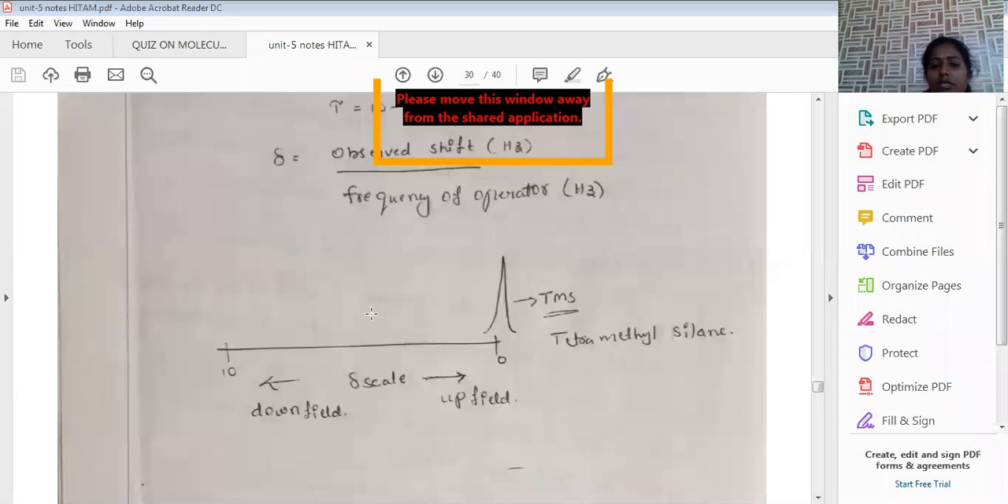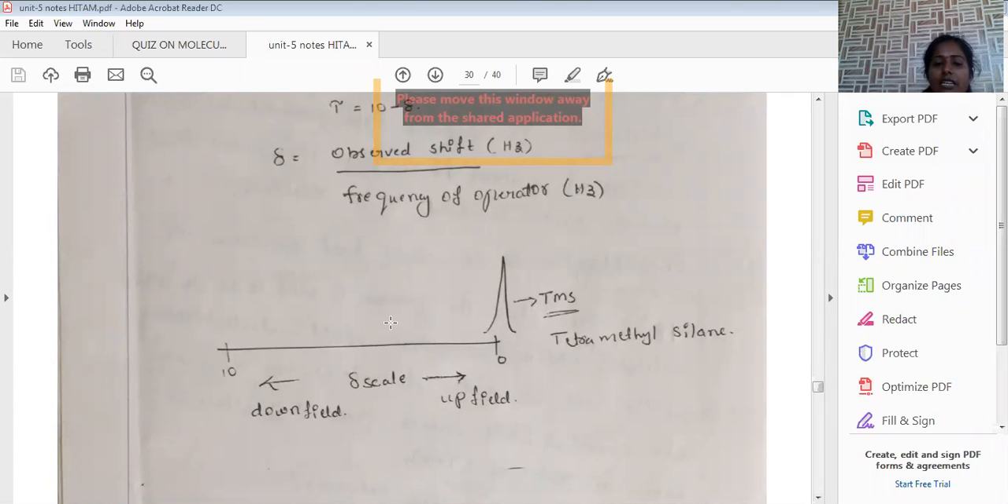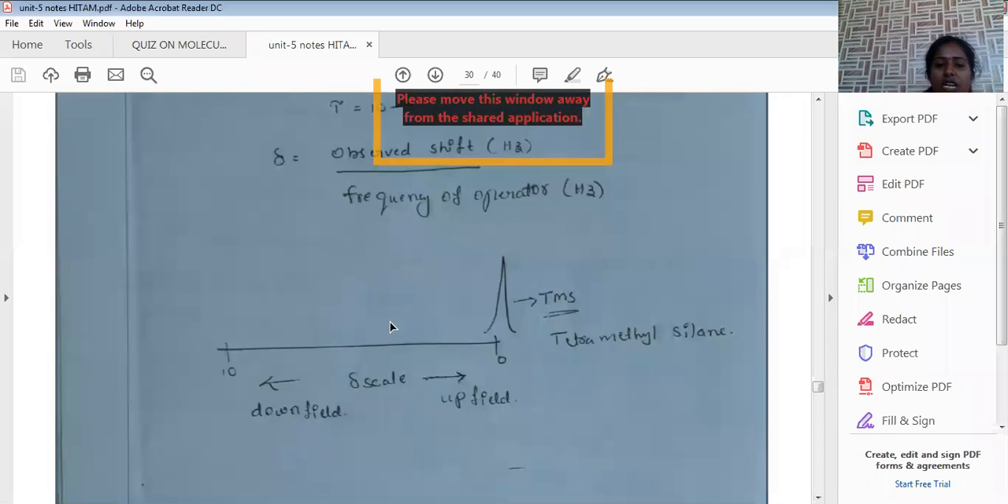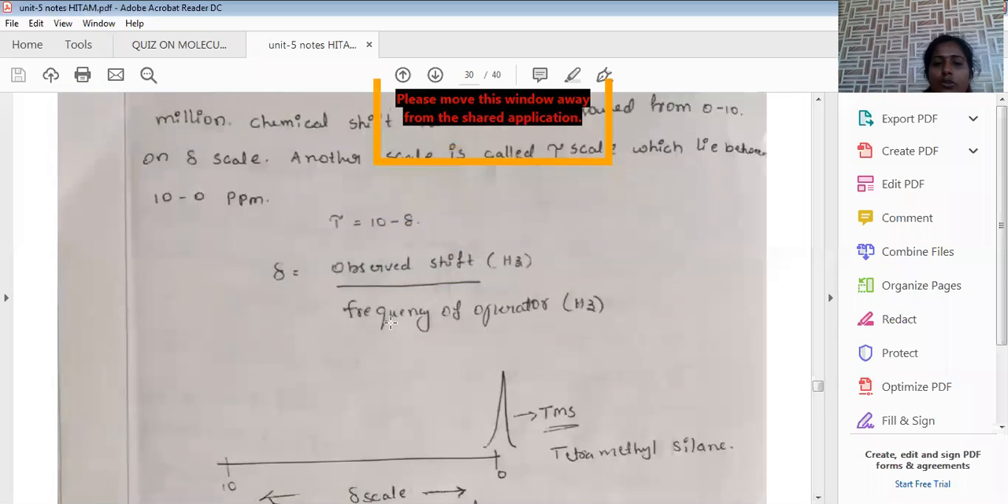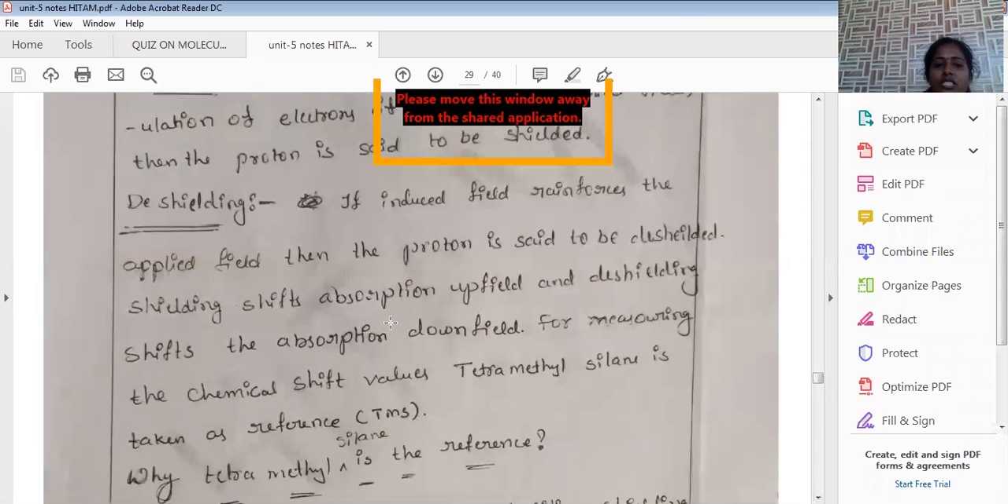That shifting of signals, mainly due to shielding and deshielding of protons, is called chemical shift values. I'll repeat the definition again. Shifting of signals of hydrogens due to the shielding and deshielding effect is called chemical shift values. Let us see what these two terms are: one is shielding, the second is deshielding. These are the new terms which are most important in NMR spectroscopy. Based on shielding and deshielding only, we will get the position of the signal in NMR spectroscopy.